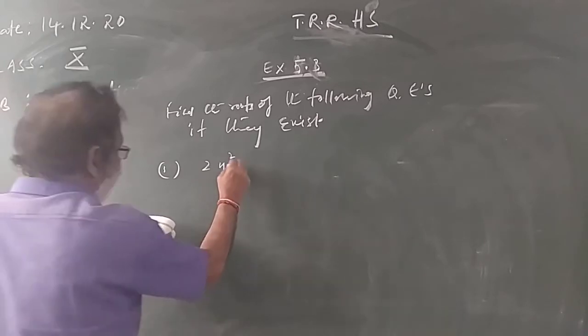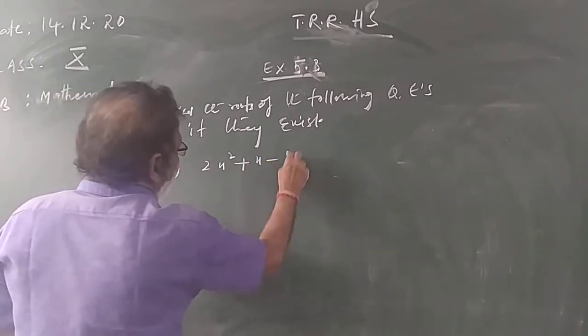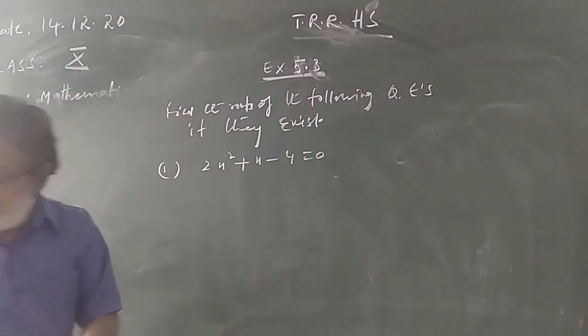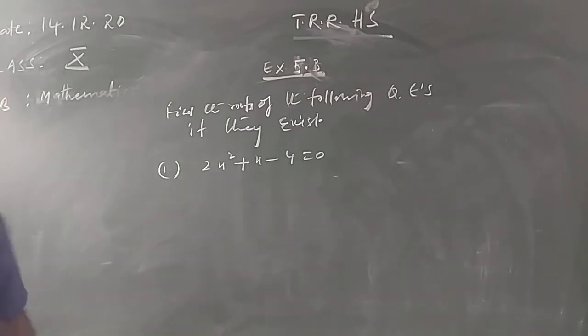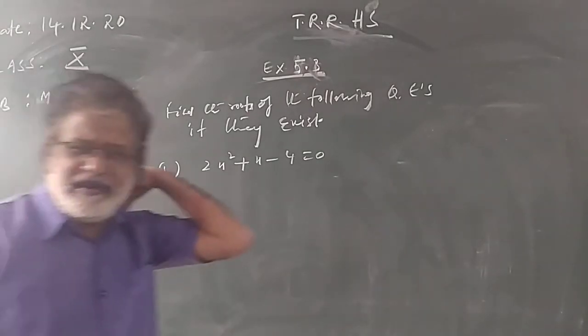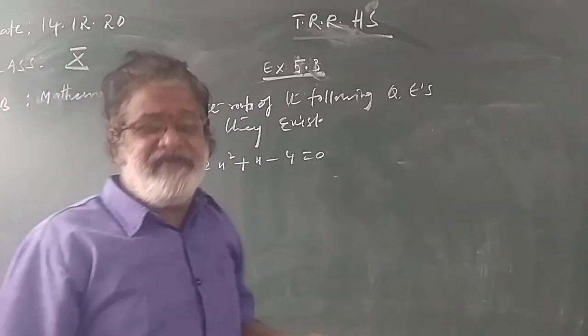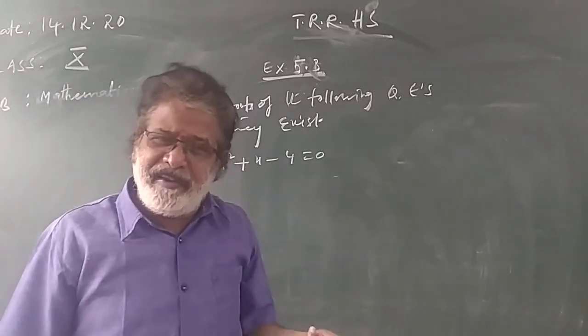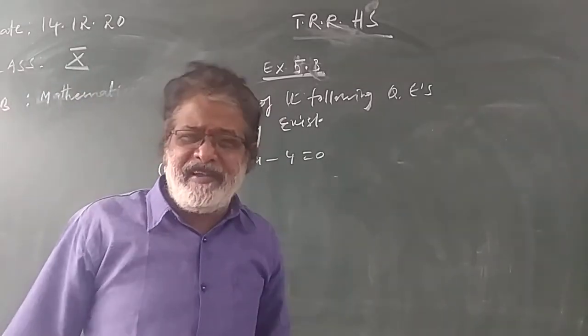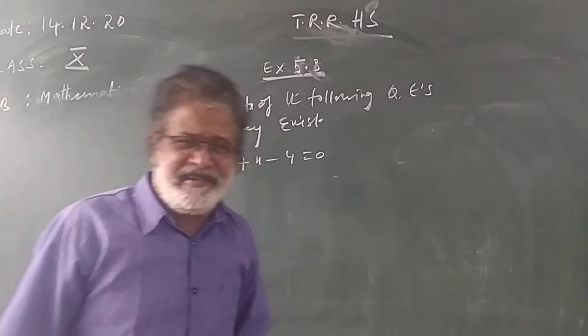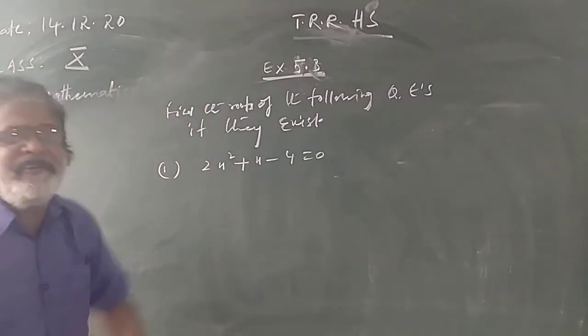x squared plus x minus 4. If they exist, how can you know whether they exist or not? You find out the discriminant. When D is equal to 0, roots are real and equal. If D is greater than 0, real and distinct. First you have to calculate the discriminant.